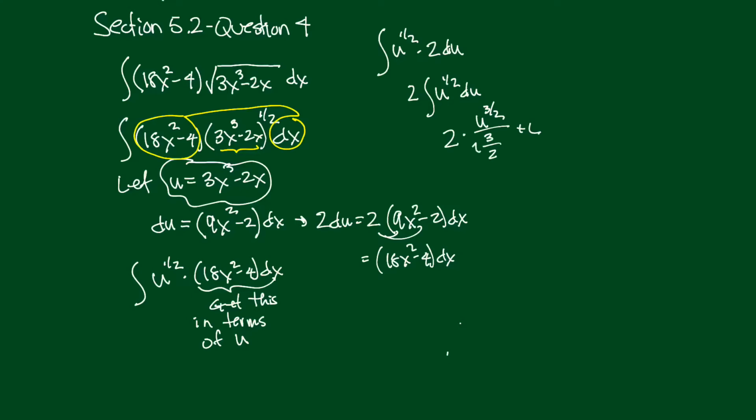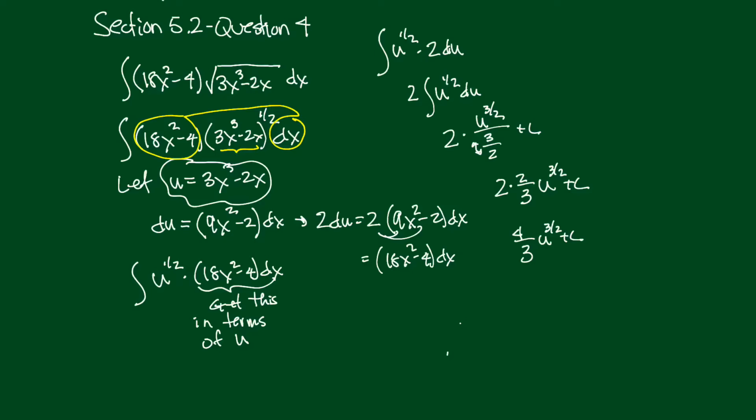Now this thing here, I'm going to invert, right? When you divide, you invert and multiply, so I get 2 times 2/3 u to the 3/2 plus c. This gives us 4/3 u to the 3/2 plus c.